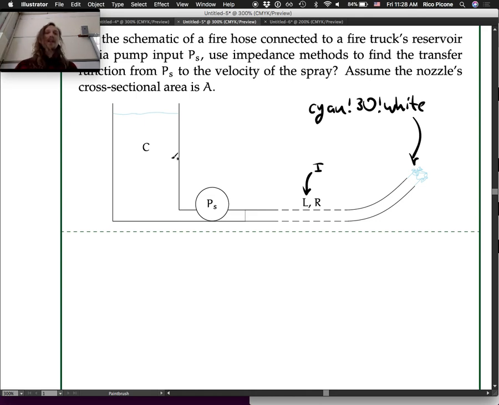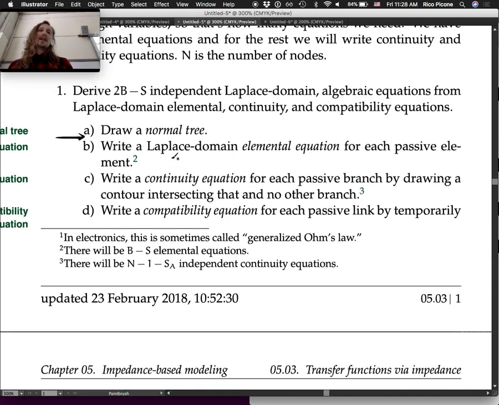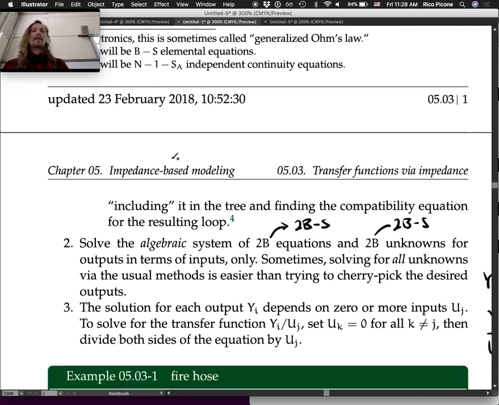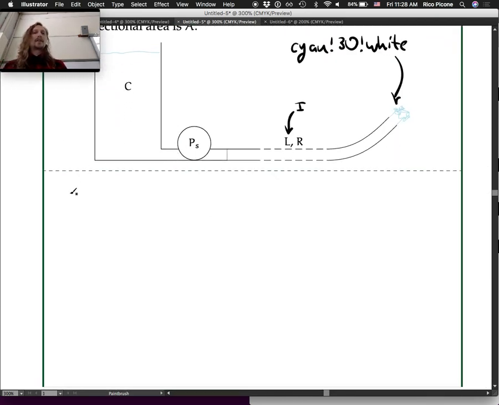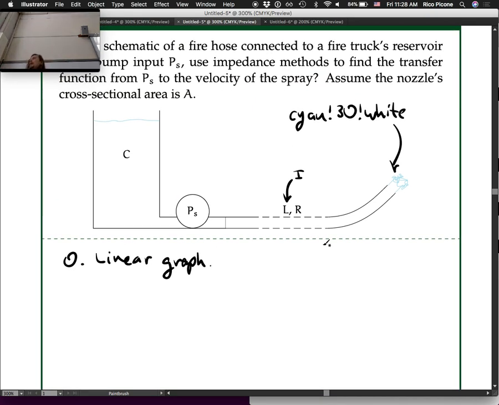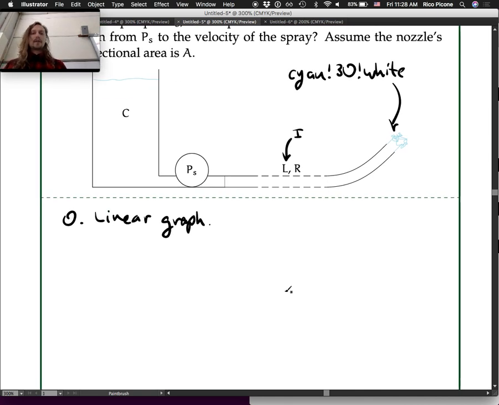So what's our first step? Our algorithm's got steps. Well, we'd have to draw the normal tree, but of course, first we have to draw the linear graph. So step 0, draw the linear graph. So fluid system, we have to choose a reference pressure, right? That's got to be our ground.